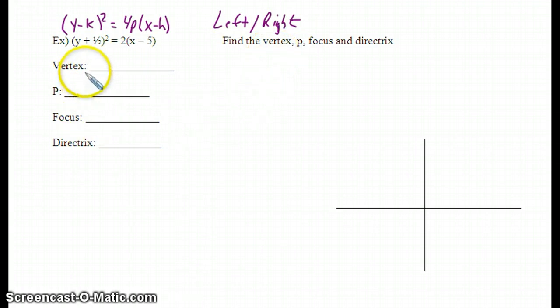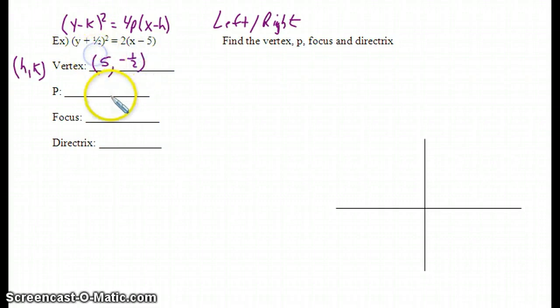So my vertex in this problem is the h, k value. And in this problem, I know that the h value is a 5. And the k value, it says positive 1/2 here, so it's really a negative 1/2. So let's take a second to plot that. If I go over 5, 1, 2, 3, 4, 5, and down 1/2, I would have my vertex right here.